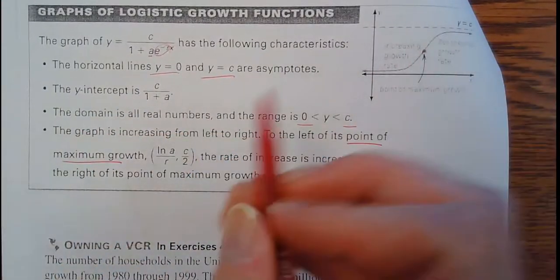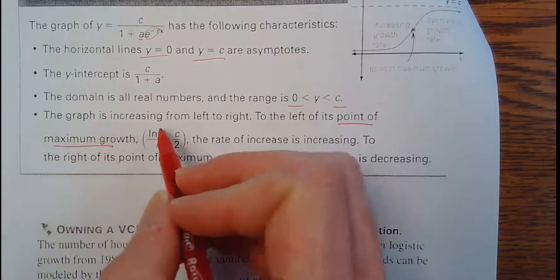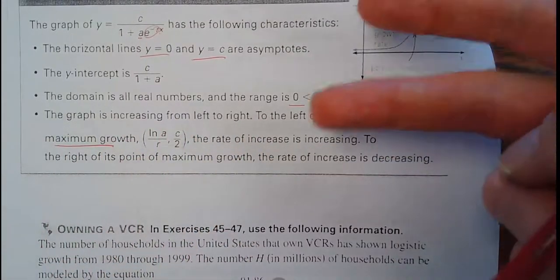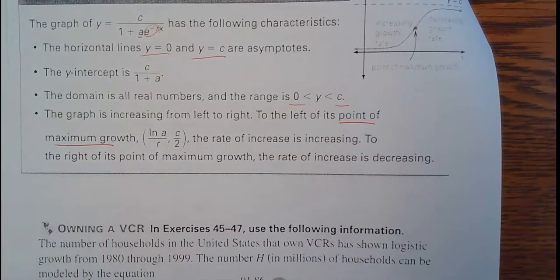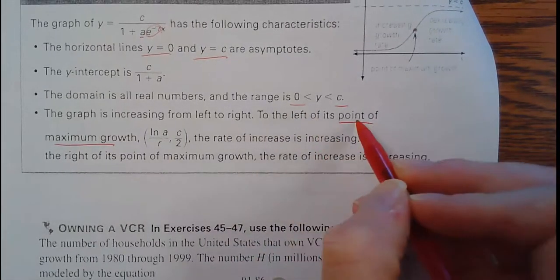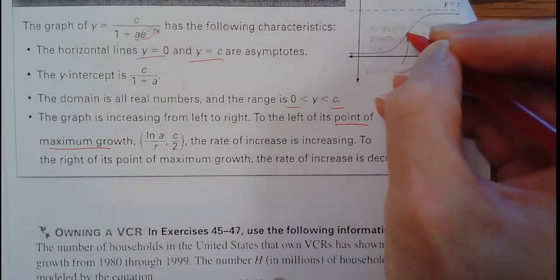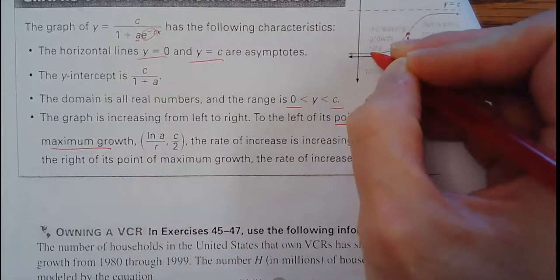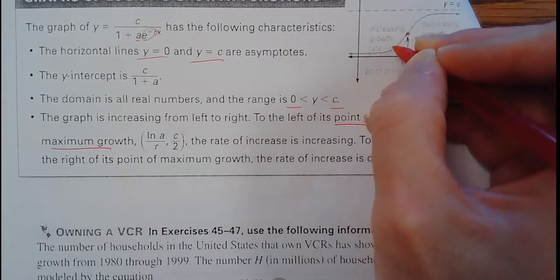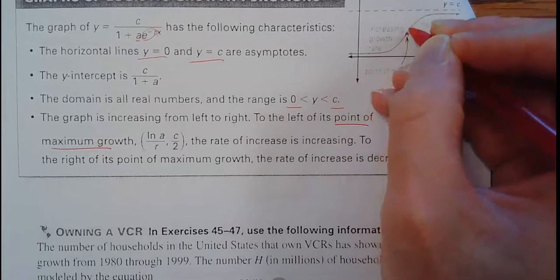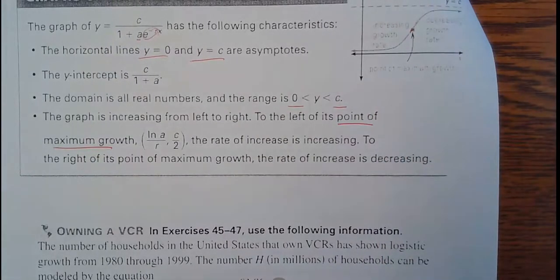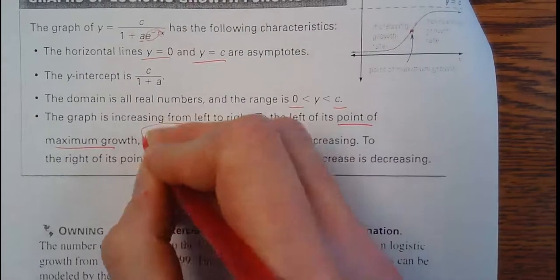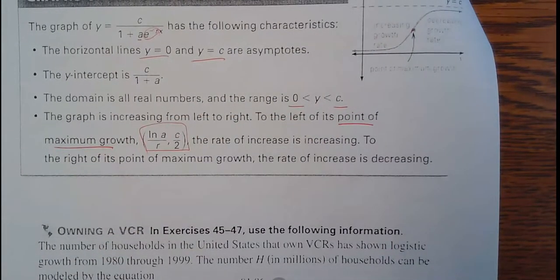The domain is all real numbers, going left forever and right forever. The graph is increasing from left to right. The one on the front was decreasing from left to right, but it's always doing one thing. It's always increasing or always decreasing. It's never switching. There is a point of maximum growth, and that's the steepest slope. The slope is going up, stronger growth, stronger, but right there is the strongest slope you'll get. After that, it starts to level off, and the slope keeps getting less and less. You find that using this formula if they ask you for maximum growth.